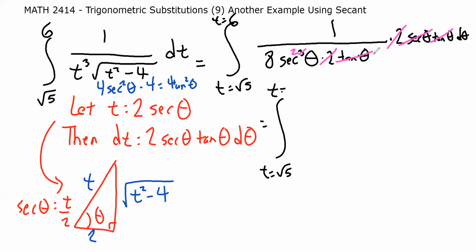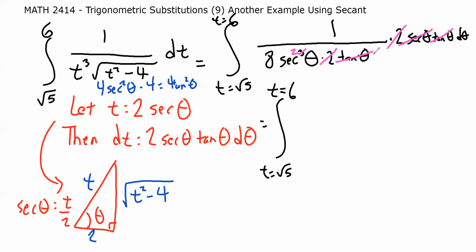6. Oh, by the way, if you're wondering why I did not change the limits of integration, I would have to put t equals the square root of 5 into our substitution right here and solve for theta. I don't really want to do that, because I think dragging around a secant inverse of square root of 5 over 2 is just not worth it.